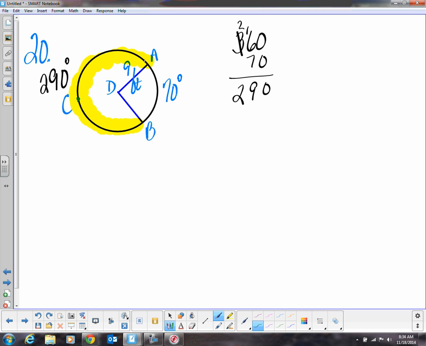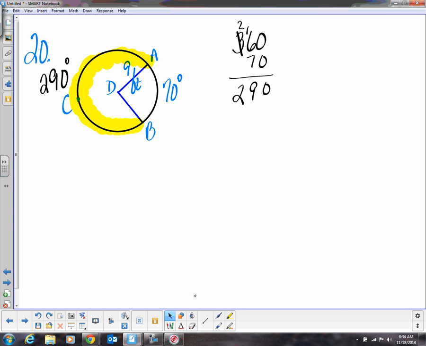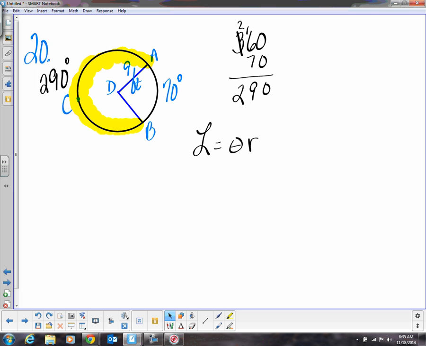Now, I'm looking for arc length. What's my formula? Oh, wait a minute. Let me start calling on people. Hold on. Ethan, what's my formula? L is equal to theta r. Is my angle in the form it needs to be? Caitlin, not here. Stephanie.